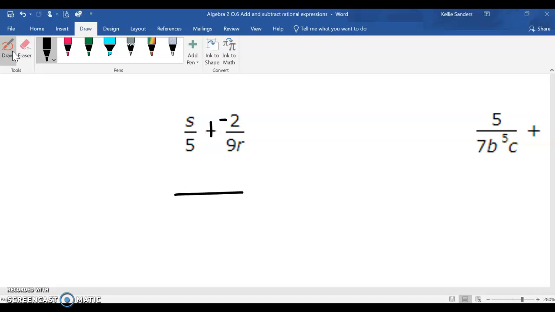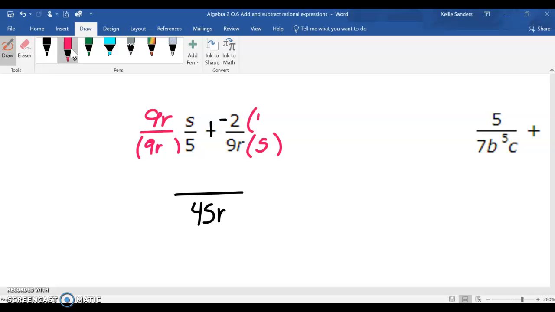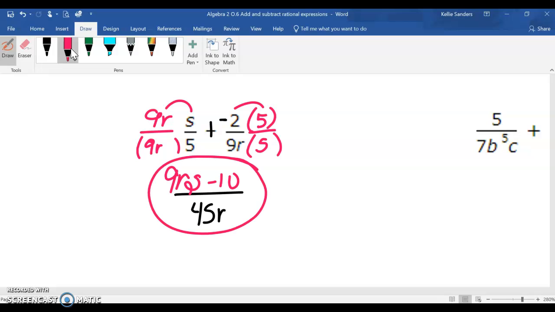The common denominator between 5 and 9 is 45, and then we put an r. Now, what would I multiply 5 by to get 45? 9, and then I need an r. What are you going to multiply 9 by to get 45? 5, and we already have an r. So this is going to be 9r, and that was 5, so this is 5. Multiply, so that would be 9r, and then a negative 2 times 5 is negative 10. There's your answer.